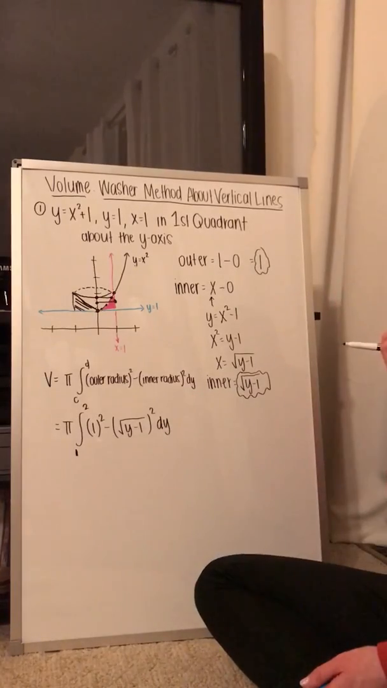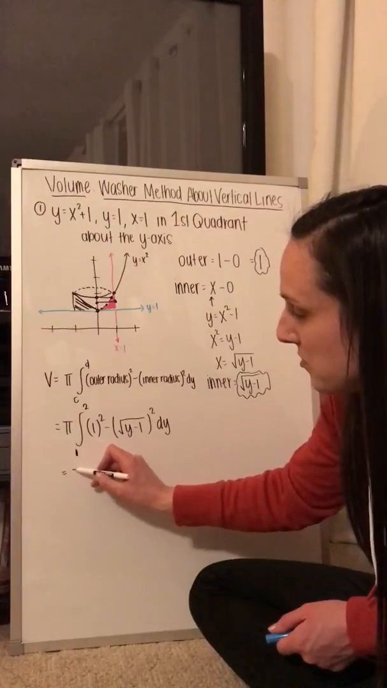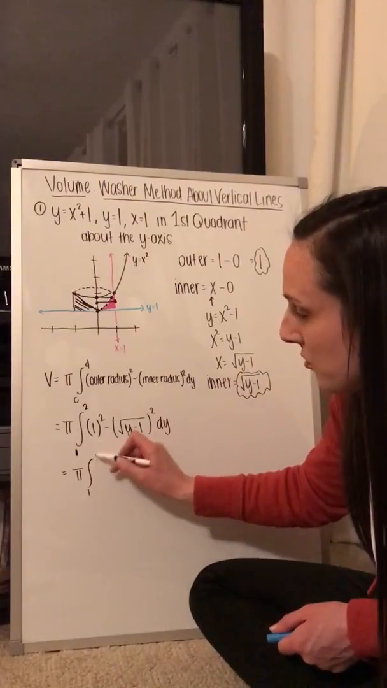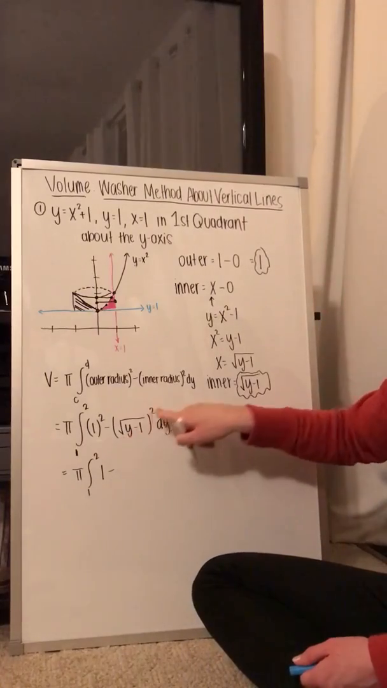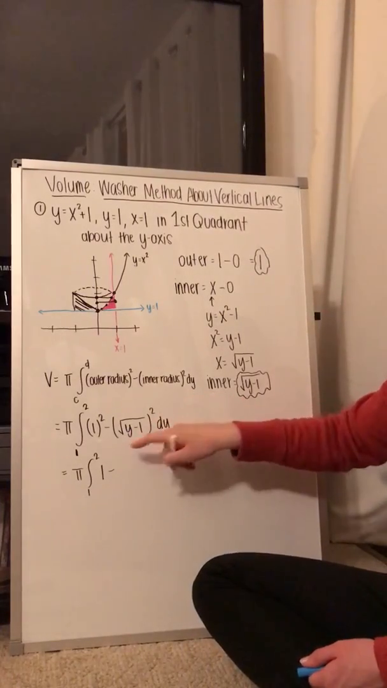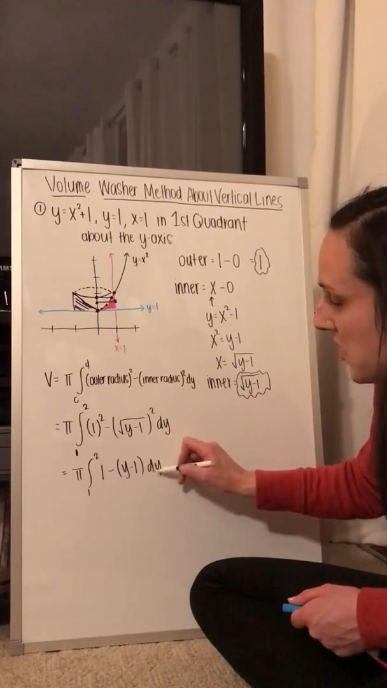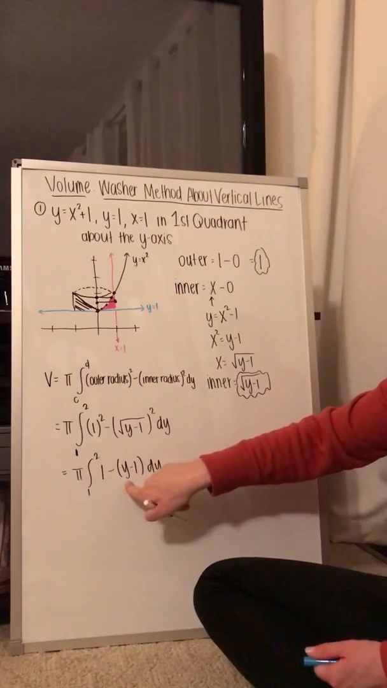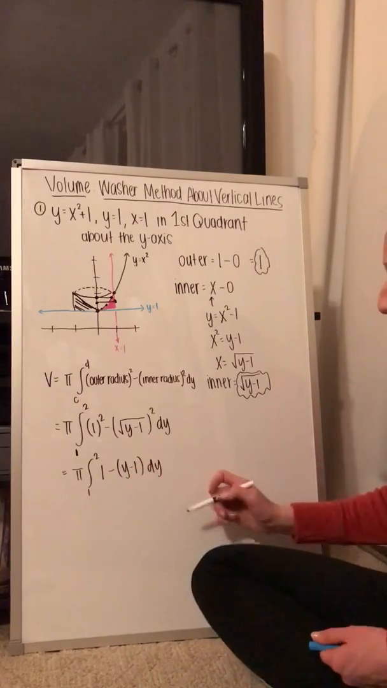I'm going to clean this up a little bit. If you want to just evaluate this as it is, you can. I'll clean it up to be pi times the integral from 1 to 2. 1 squared is just 1. And then the square root of y squared of y minus 1 actually just ends up being the quantity of y minus 1. Again, just be careful if you are going to evaluate that. Make sure that you're pulling that stuff down in parentheses because the whole thing should be subtracted out.